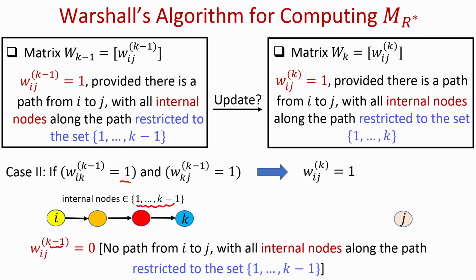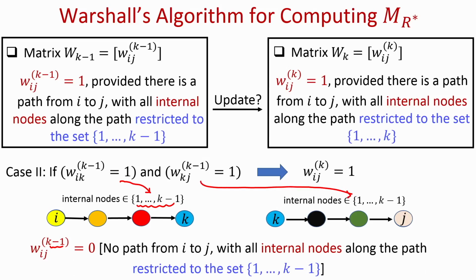So, that will be done by checking whether the i comma kth entry in the k minus 1th matrix is 1 or not. That means, I am checking whether there exists a valid path from the node i to k in the k minus 1th matrix, and I will check whether there exists a valid path from the node k to the node j in the k minus 1th matrix.